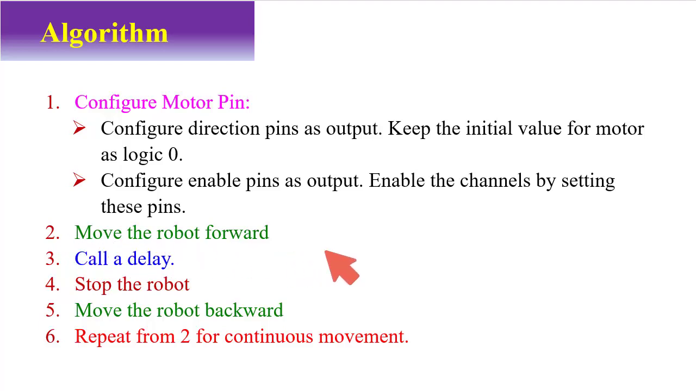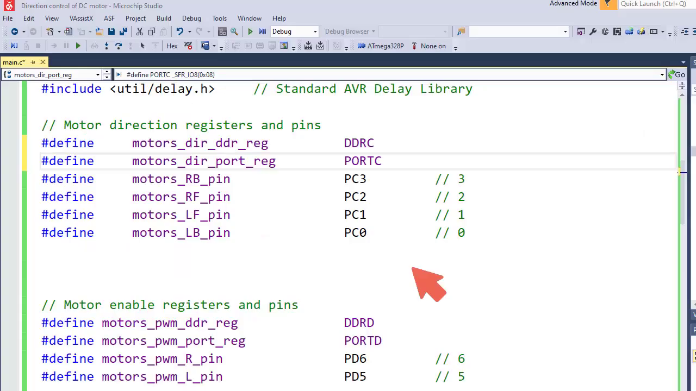Now entering into the programming part. First one is configuration of motor pins, meaning PC0, PC1, PC2 and PC3. Like different exploration of programming, I have used the general terms. In every port, the data direction register and port registers are used.